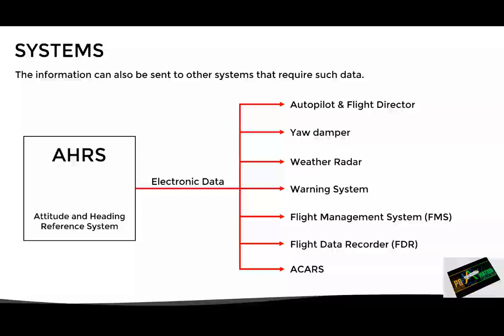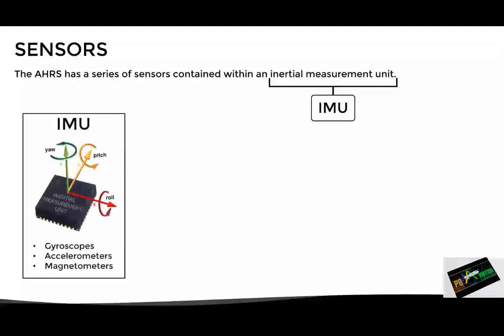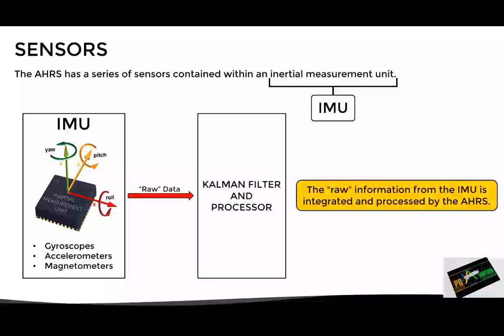Now that we have seen the instruments and systems that use the information generated by the AHRS, let us now look at its sensors. The AHRS has a series of sensors contained within an inertial measurement unit, abbreviated as IMU. This unit is responsible for measuring changes in the aircraft's attitude and heading, and then sending this raw information to a Kalman filter and a processor to integrate and process it. After this, the electronic data is sent to the flight instruments and systems. Now, this was a basic overview of how the IMU works.